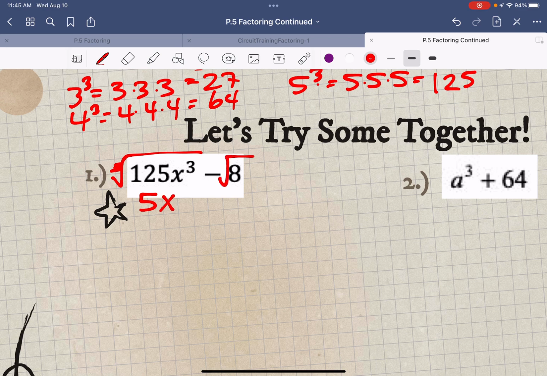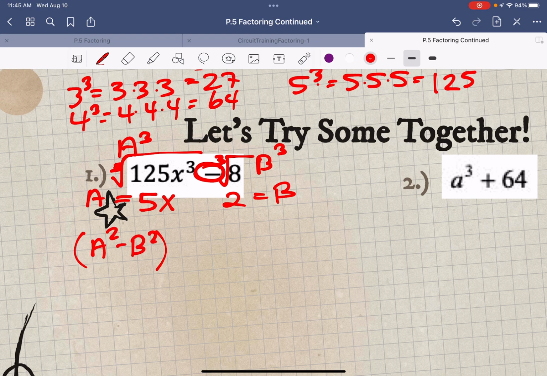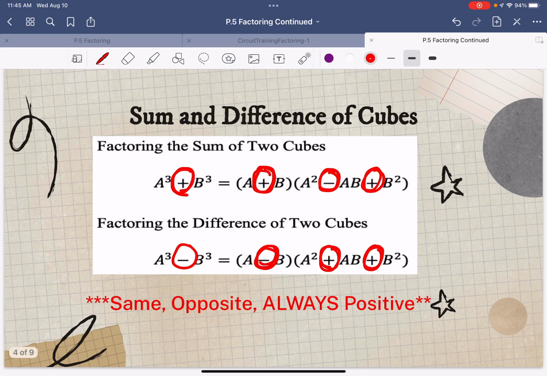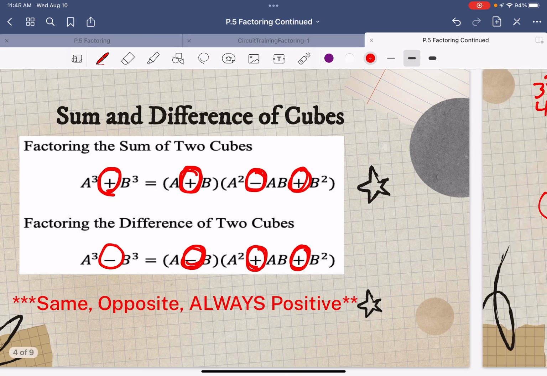Let's check 8. We already figured out that the cubed root of 8 was 2. So yes, this would be a cubed. This would be b cubed. So then this would be a and this would be b. So now you just follow the format. So it's always squared together in the first one. So that is, so same. So if that's a minus, it's going to be the same. So, oops. Sorry, guys. So then it's a squared minus b squared. I'm going to double check just to make sure I don't forget this. Oh, guys, I did that wrong.